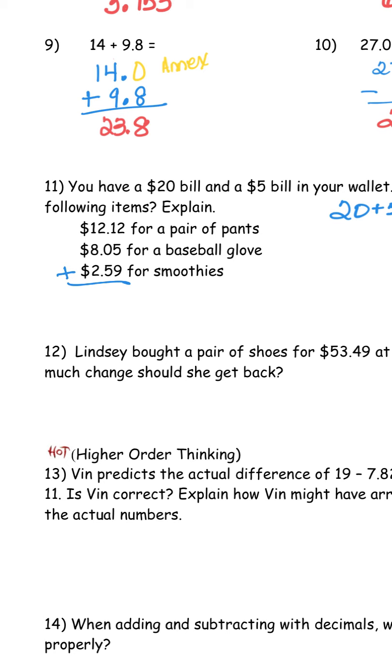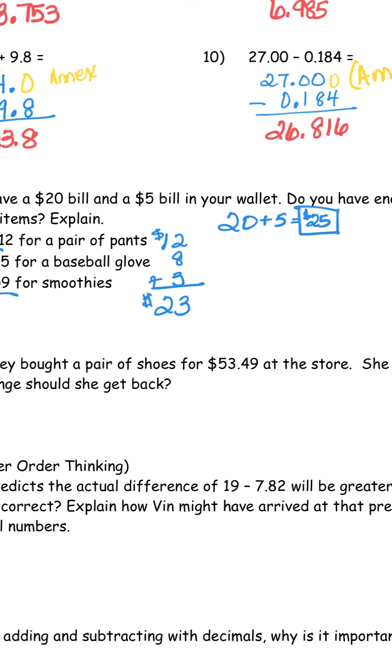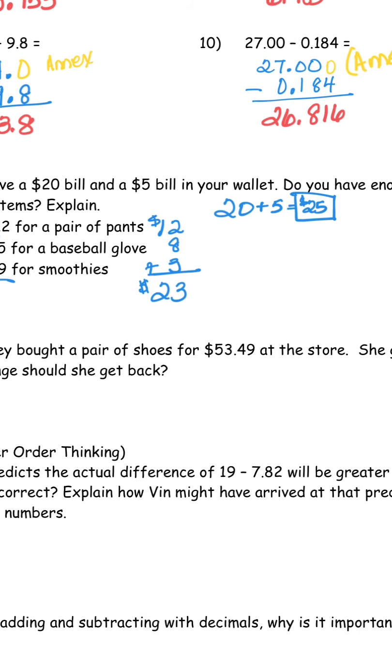So let's take a look. So the 12.12, when we're rounding, you round to the nearest dollar. So the 12.12 rounded to $12. 8.05 rounded to $8. 2.59 rounded to $3. And when I added them all together, I got a total of $23. The question is, do you have enough? And the answer for that is yes.